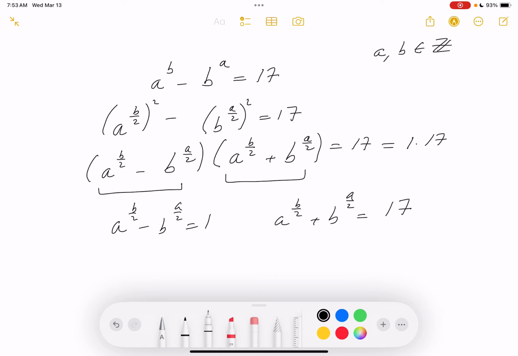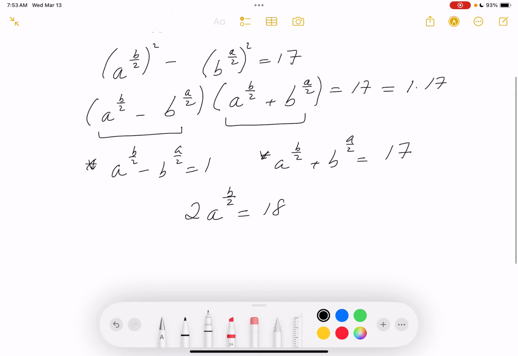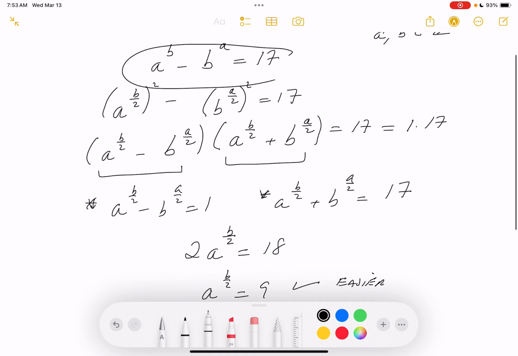Now granted, I'm in another conundrum, by the way. I got almost a very similar type problem over here, but the exponents get more difficult. But what I notice about these two equations over here, you can add them together. And if I add this equation here to this equation here, I get 2 times a to the b over 2 equals 18. Divide through by 2, and you get this over here. Now granted, my claim over here, this one's easier. Now what I mean by easier, looking at this up here and looking at this down here, I'm going to claim this one's easier over here.